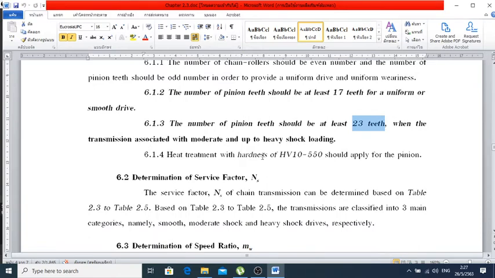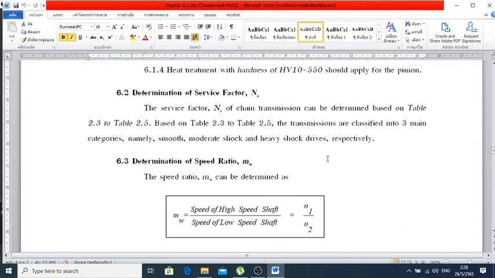And then the heat treatment: the hardness of the roller chain should be HV 150 to 550 hardness scale, effectively for the pinion. Okay, and then the safety factor, the service factor, like in the belt design. We can determine N sub s from tables 2.3 up to 2.5 respectively. We can show you later.